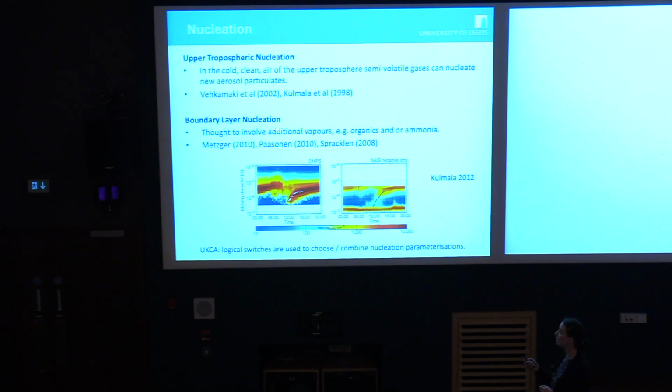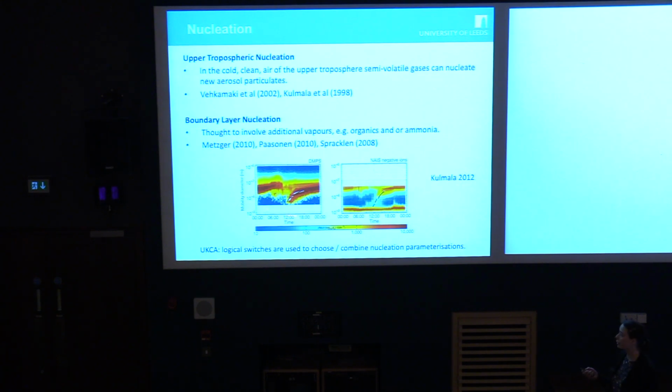This is a process which has been known for quite a long time. We've got two schemes in the model. You can choose which one you want to use, simply by setting logical switches within the model. And then we also have a scheme of boundary layer nucleation. This is now pretty much used as standard in the model, although it's a slightly newer development scientifically.